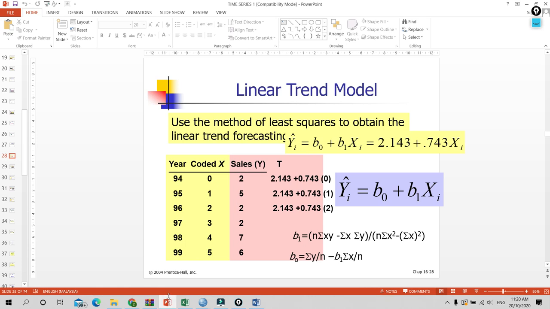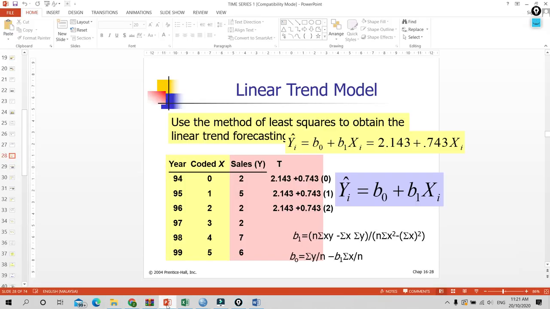Now my data here is 94 up to 96. The value is a year, from 94, 95, 96, 97, and 98. Then you have the sales values: 252276.